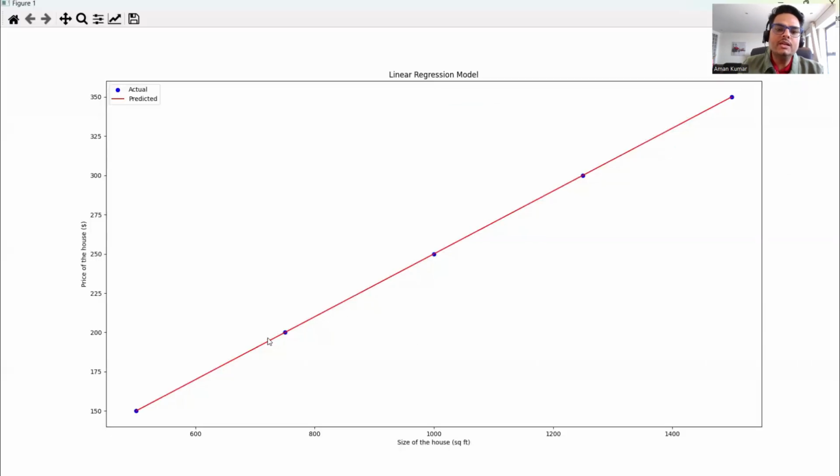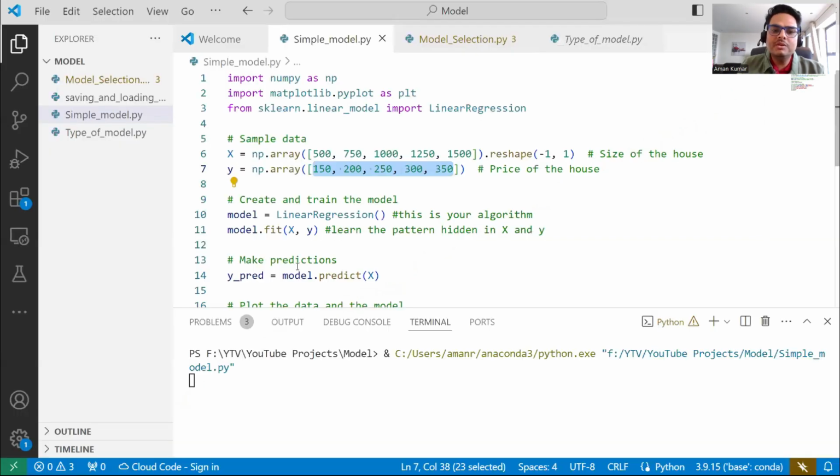In this scenario, actual and predicted are always the same, which is not a real-world scenario normally, but for example purposes, actual and predicted are always the same. So these blue dots are your actual values and the red line is your predicted value. And where are these predicted values coming from? This is coming from the model.